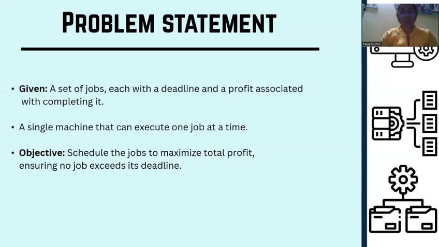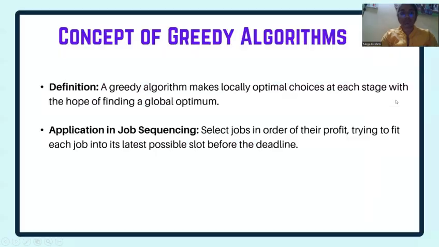Let me tell you about the problem statement that we are going to see that deals with job sequencing with deadlines. We'll be given a set of jobs, each with a deadline and a profit associated with completing it. We have a single machine that can execute one job at a time. The objective of this problem is to schedule the jobs to maximize the total profit and ensure no job exceeds its time limit, that is, its deadline. It should not exceed its deadline. This is the problem statement.